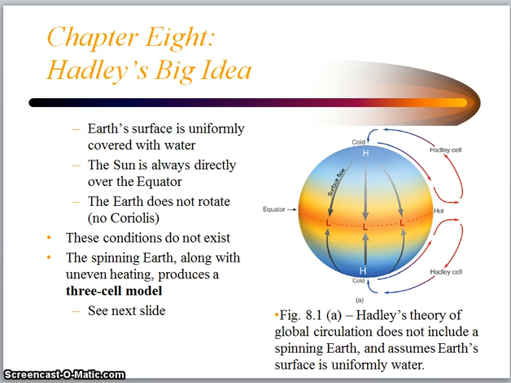The spinning Earth, along with uneven heating, produces in reality a 3-cell model. The figure on the right there, 8.1.a, shows Hadley's theory of global circulation, where warm air would rise at the equator, travel in the upper atmosphere, sink and become cold at the poles, and then travel down to the surface toward the equator and become warm again during that journey. It made a lot of assumptions about Earth's system.